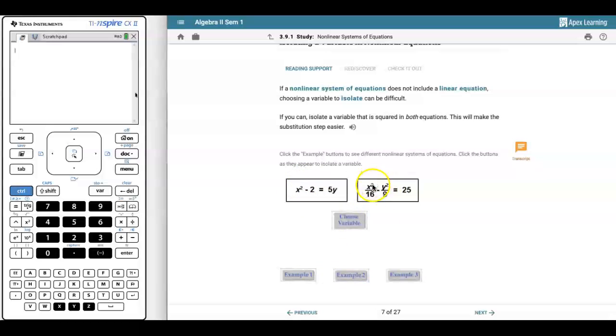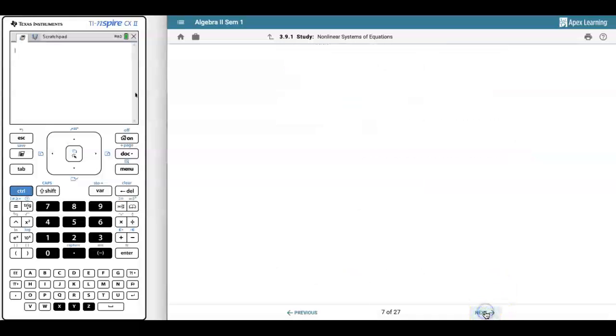Same thing over here. We've got x squared, and there's an x squared. So let's choose our x squared. We isolate that guy. We can plug that straight in. Same thing over here. We've got an x squared, so let's isolate it, and we can keep rolling.